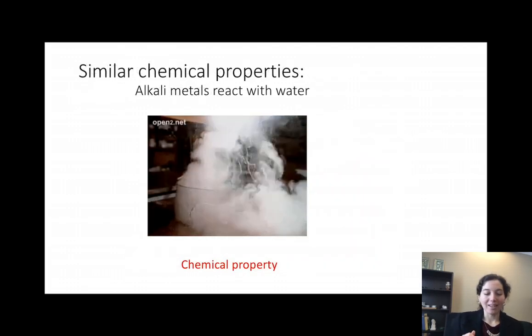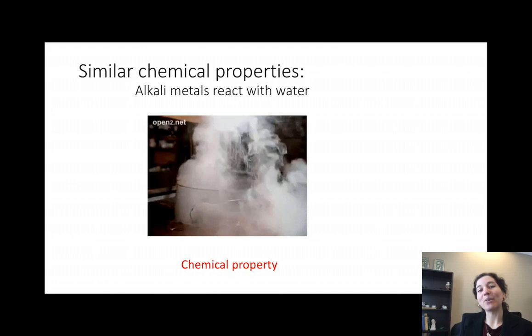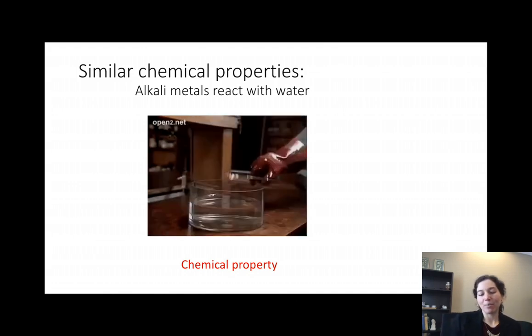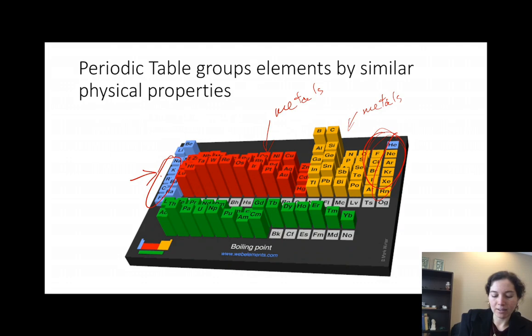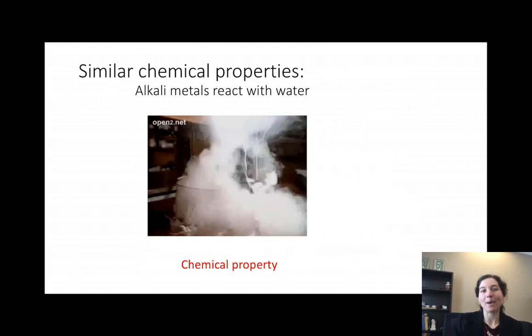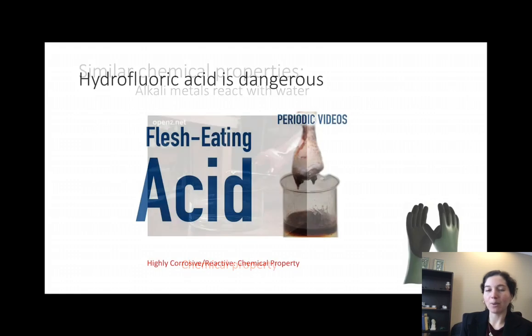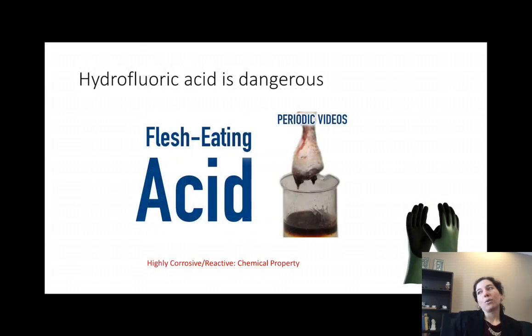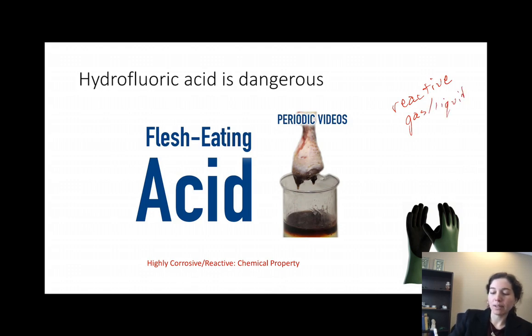All right, here's similar chemical properties. So your alkali metals, that's going to be these guys right here. Your alkali metals in this first row are actually explosive when they react with water. So that's a really cool chemical property of your alkali metals. So they will all kind of do this. Your halogens, another group of stuff that we're going to talk about, tend to be reactive gases. Reactive, sometimes they're liquids too. Reactive gas, liquid, or even solid.